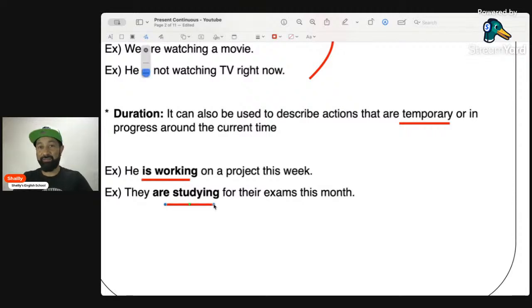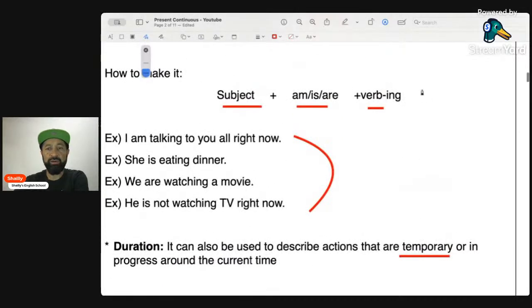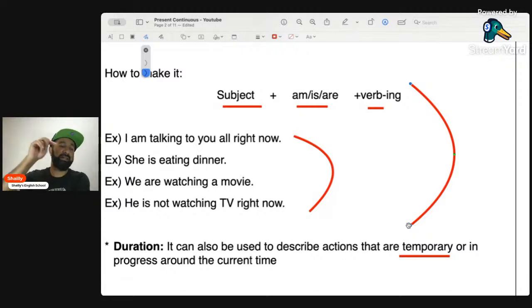They are studying for their exams this month. All right, so when the exam is finished, there's no more studying. So this studying is temporary. It's not forever. It's not continuing. Okay, but today, mainly, we are going to be talking about any action that is happening right now.